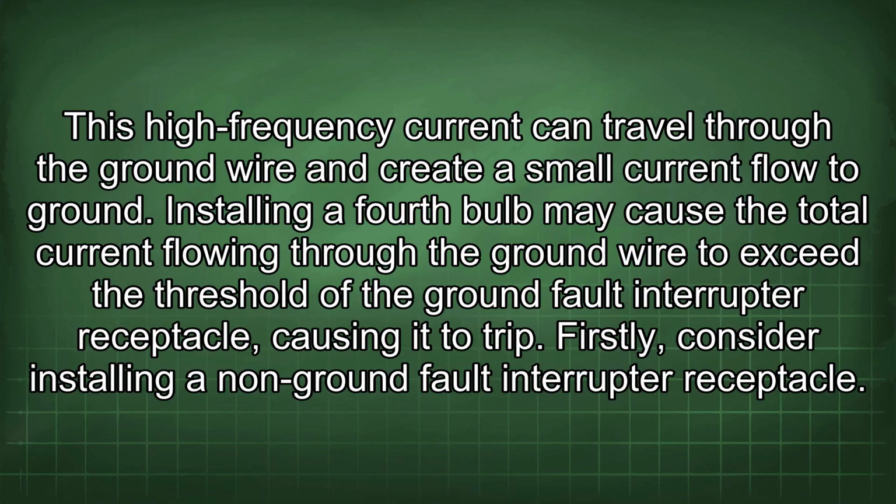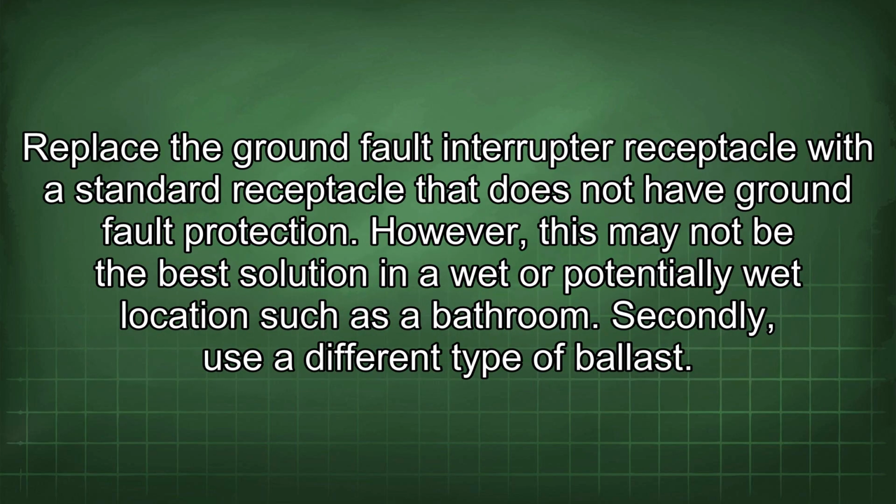Firstly, consider installing a non-ground fault interrupter receptacle. Replace the ground fault interrupter receptacle with a standard receptacle that does not have ground fault protection. However, this may not be the best solution in a wet or potentially wet location such as a bathroom.